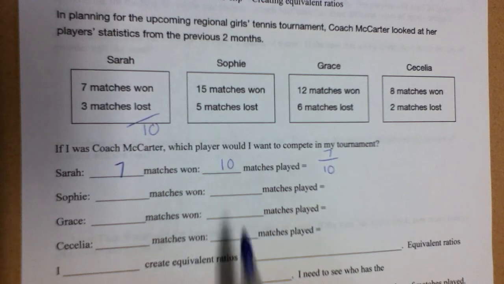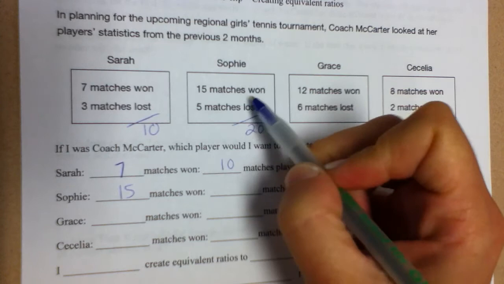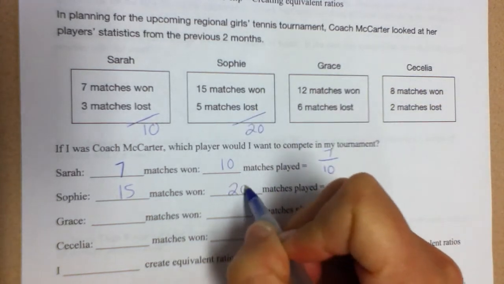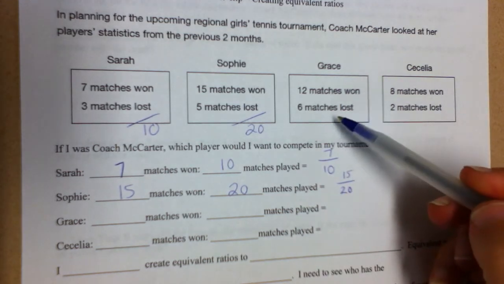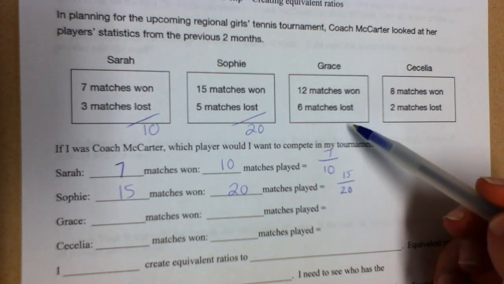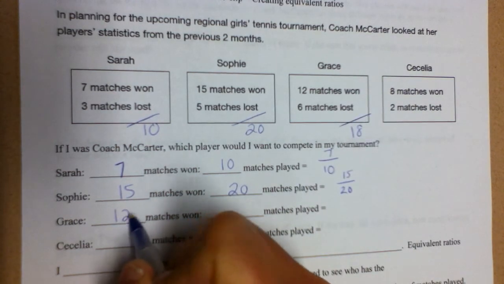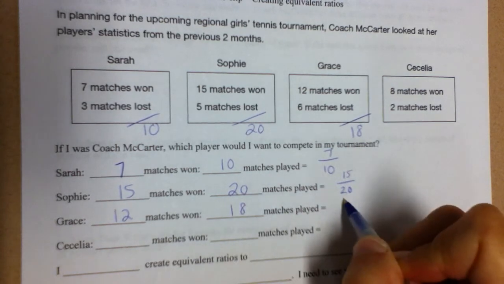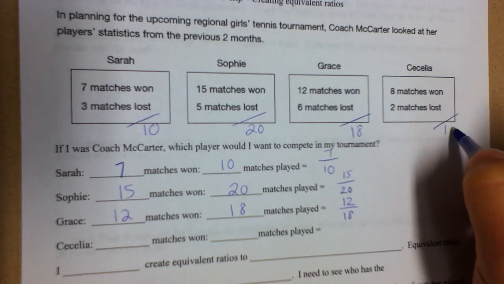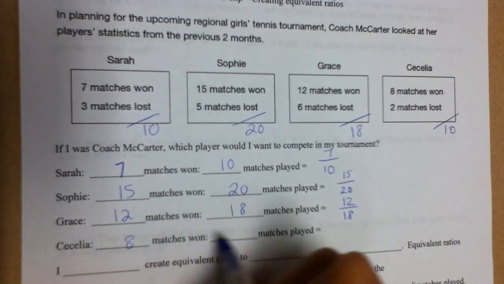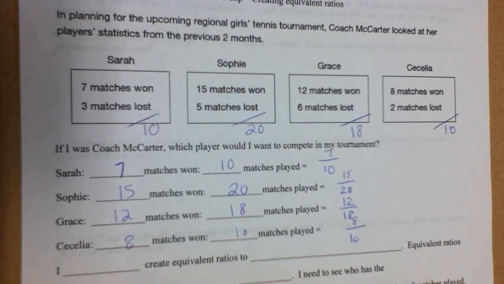Sophie won 15 and she played a total of 20 because she had 15 won and 5 lost. So that's 20. So 15/20. Grace won 12 and lost 6, so she played a total of 18. So 12 out of 18 was what she won. And then finally Cecilia played in 10 games and she won 8 of them. Kind of squeezed that one in there, sorry about that.